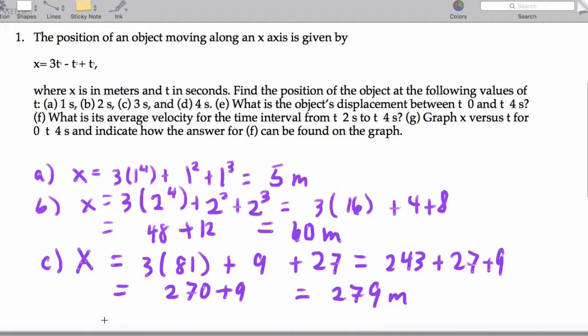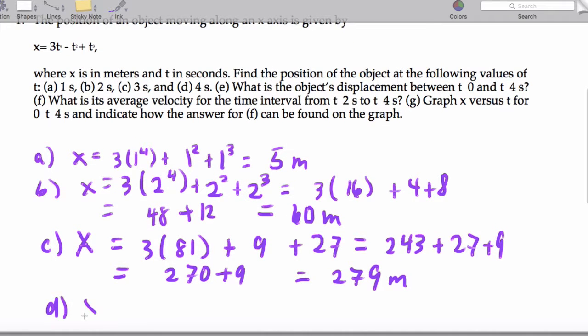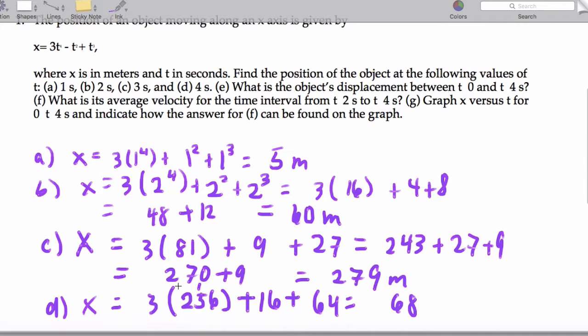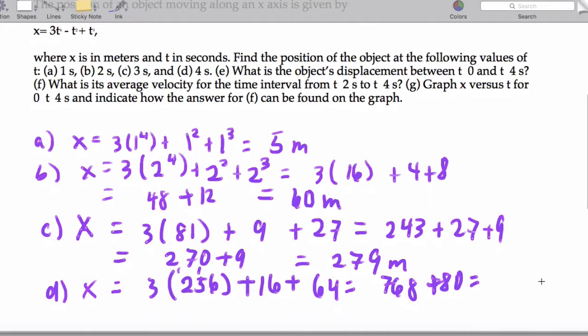Yep. And then for D, it just doesn't stop. Wow. 3 times, let's see, wow. So 16 times 16, I think that's 256. Let me check that out. It is plus t squared, which is 16, plus t cubed, which is 64. So we're going to end up getting, let's see, 768 plus 80, which ends up being 848 meters.